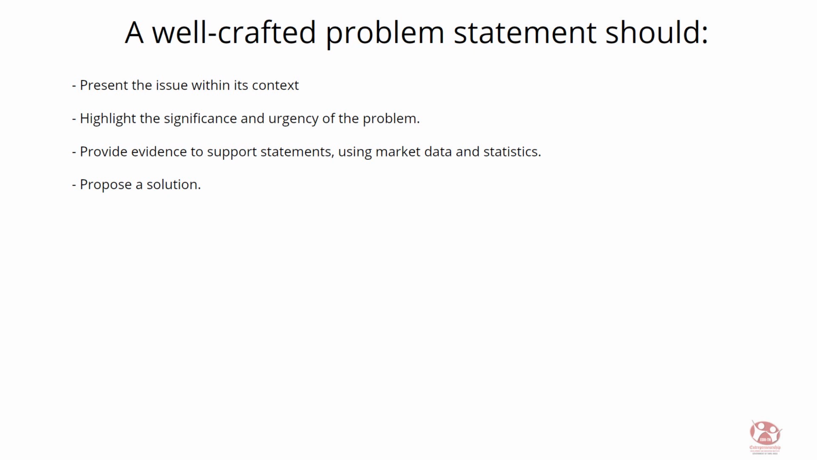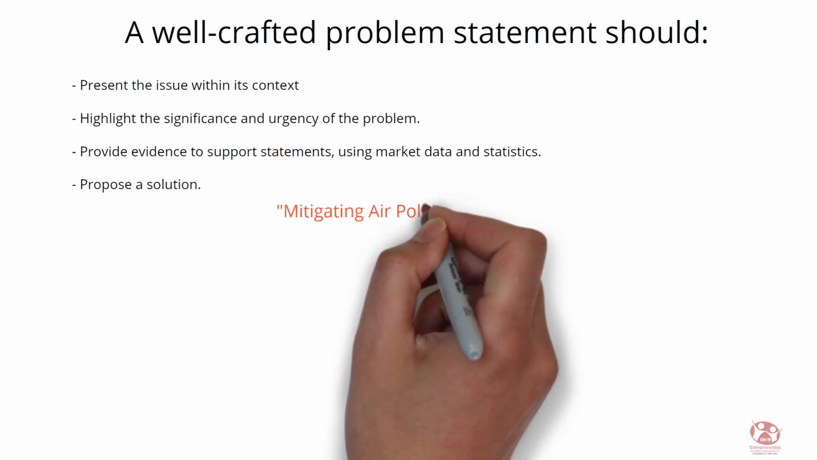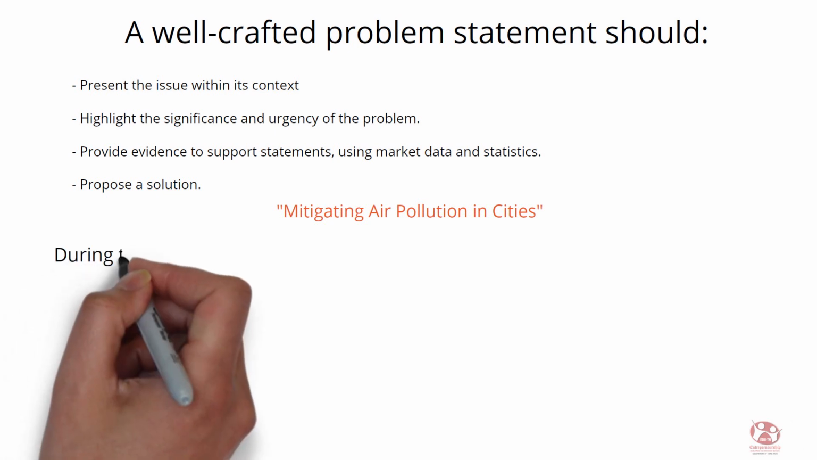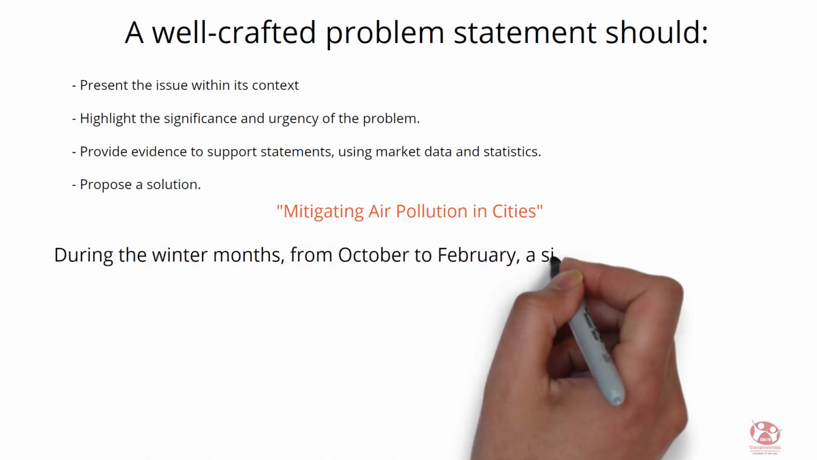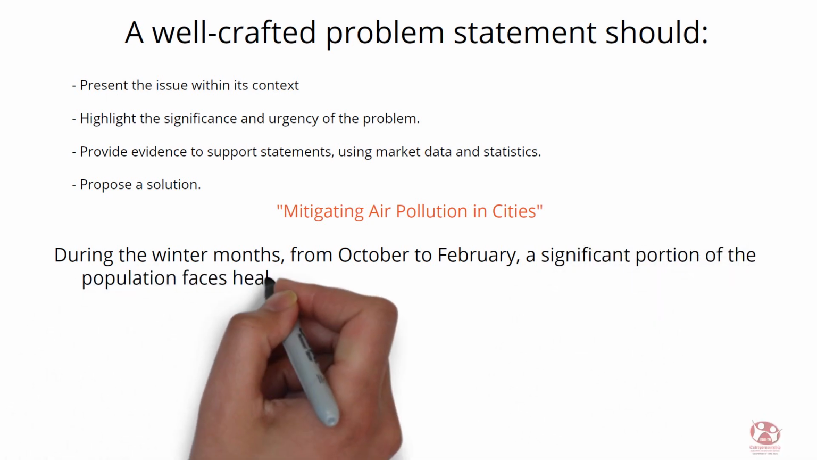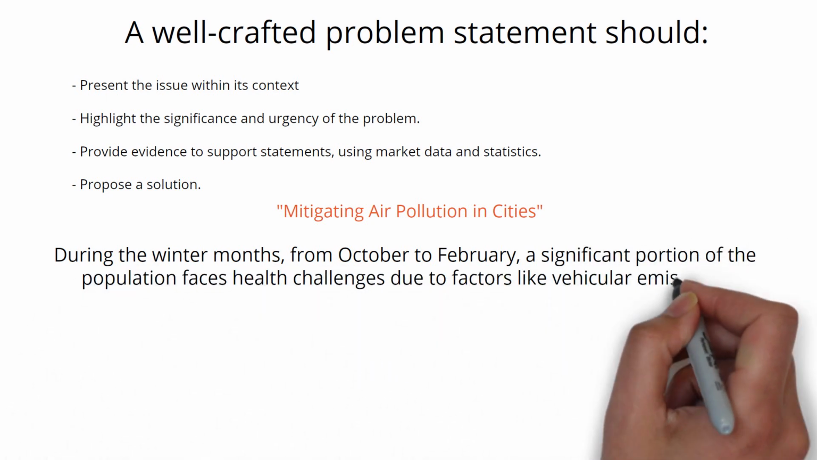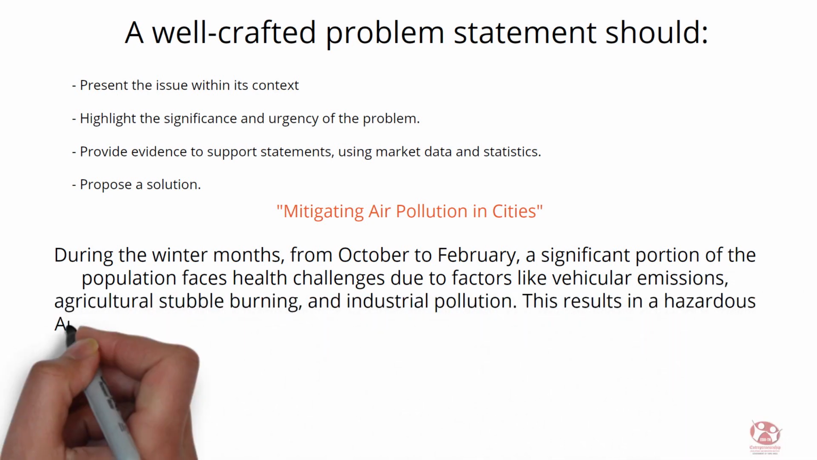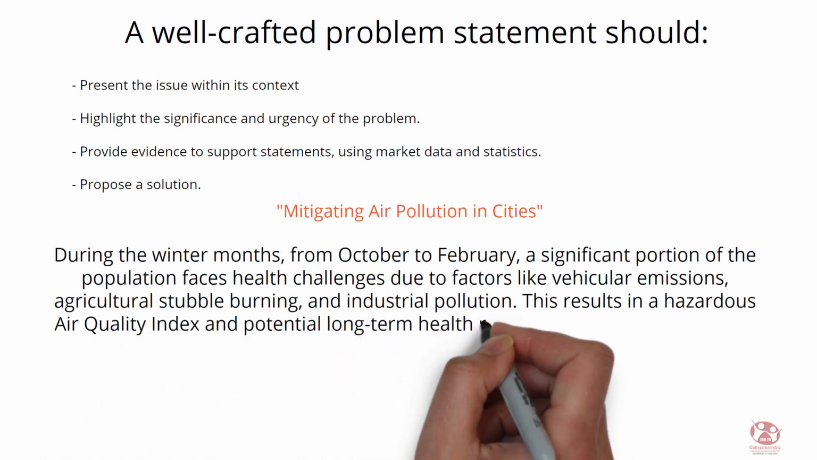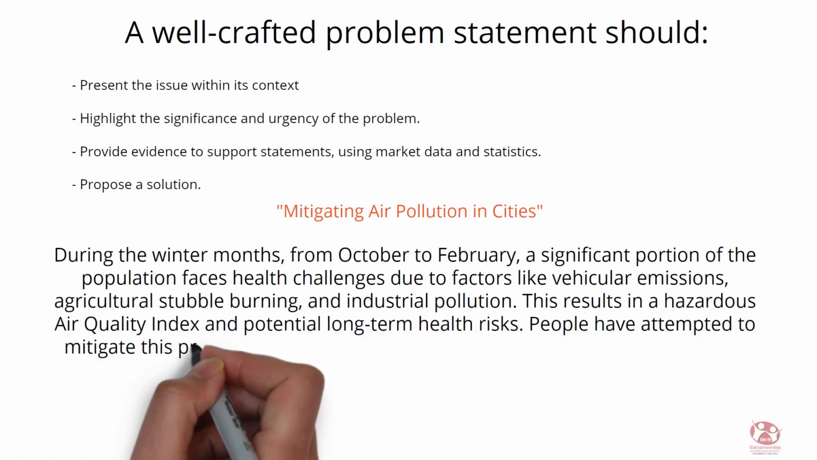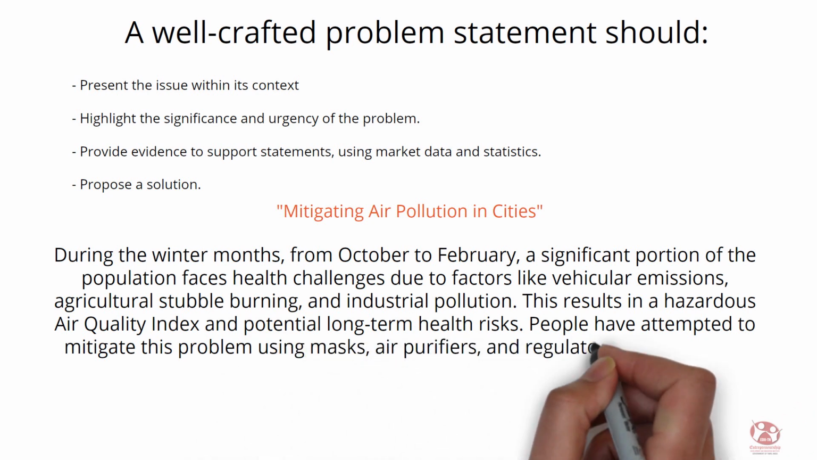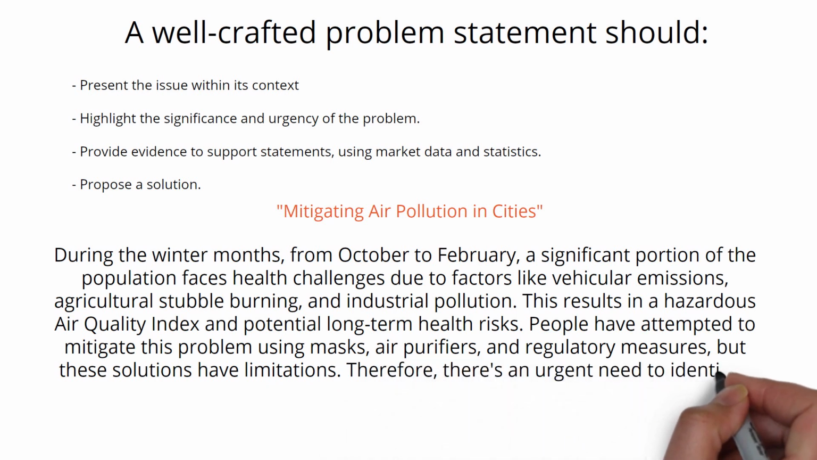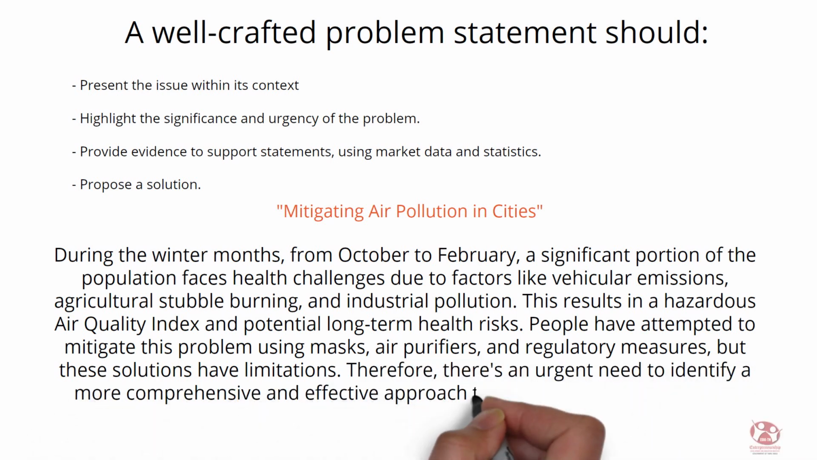Here's an example problem statement titled, Mitigating Air Pollution in Cities. A brief description of that would be, during the winter months, from October to February, a significant portion of the population faces health challenges due to factors like vehicular emissions, agricultural stubble burning, and industrial pollution. This results in hazardous air quality index and potential long-term health risks. People have attempted to mitigate the problem using masks, air purifiers, and regulatory measures, but these solutions have limitations. Therefore, there's an urgent need to identify a more comprehensive and effective approach to address this pressing issue.